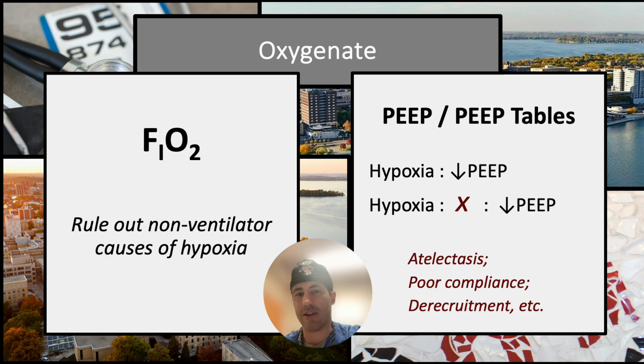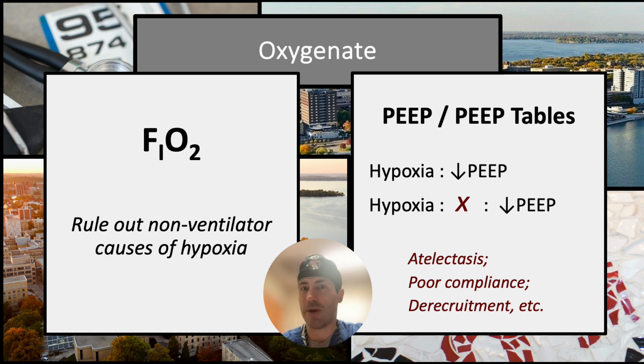And that's things like atelectasis, poor compliance, de-recruitment. And those things really drive your hypoxia, and those things are associated with low PEEP. Not all hypoxic patients, however, actually need more PEEP. We saw this in COVID all the time, where COVID patients, when they presented, were terribly hypoxic, but their PEEP requirement to target their good compliance and open lungs was actually very low.